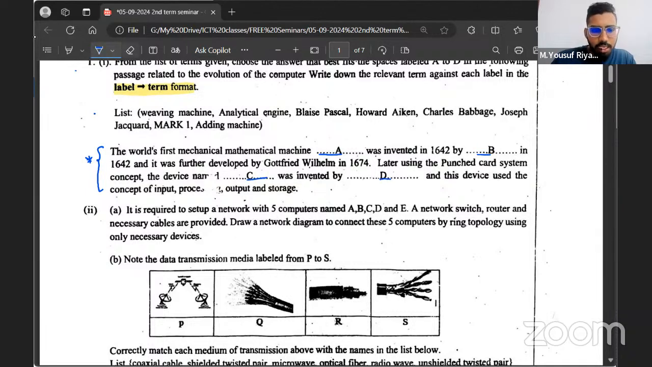For the fill in the blanks, they are given 4 labels. You have to figure out what those labels are, and what you should do is make sure you mention the label name and the term matching it. The label name and the term after it. Likewise, you have to write in your answer script.